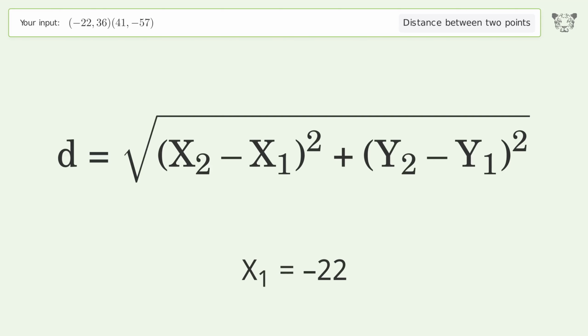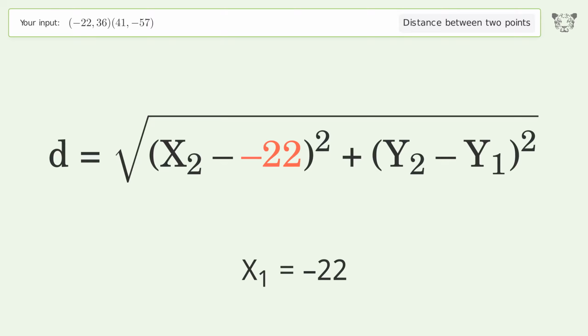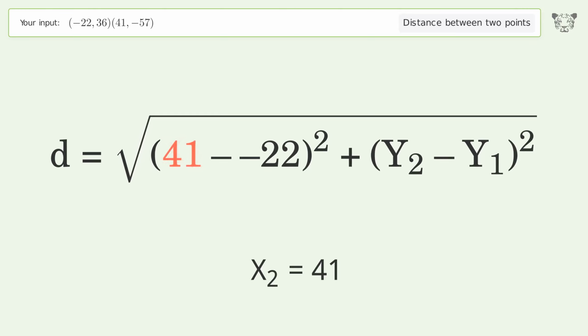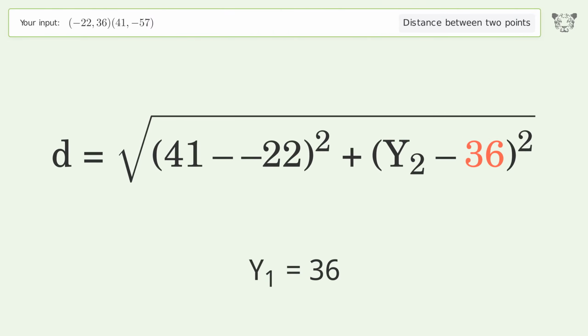x1 equals -22. x2 equals 41. y1 equals 36. y2 equals -57.